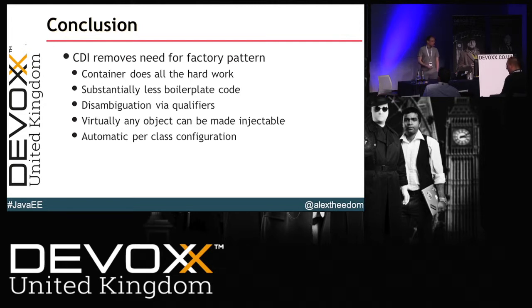But this is because the container does most of the hard work for us. It's taken out the need to instantiate our objects. It does it for us. We use less code, and it makes it easier to configure our beans. They can be per class configurable, as we've seen previously.